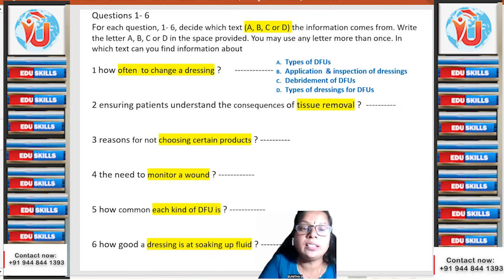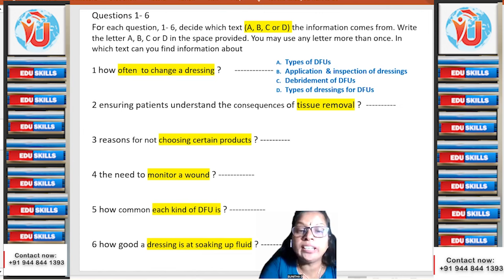The second question: ensuring patients understand the consequences of tissue removal. The key phrase given is "tissue removal". Tissue removal is nothing but debridement. So there is no need to go back into the text to find the answer. With the support of these keywords or key phrases, we can find out which text it is. Am I clear? Yes. The third question is the reason for not choosing certain products. Where are different types of products mentioned in the text? D. And we can go for the next question.